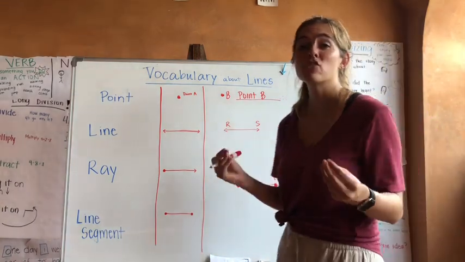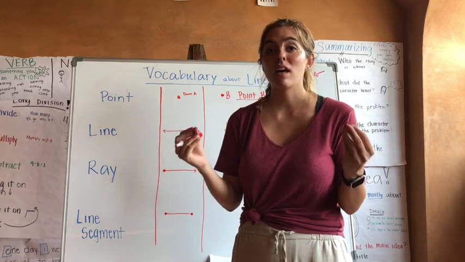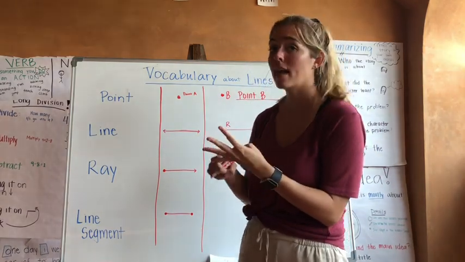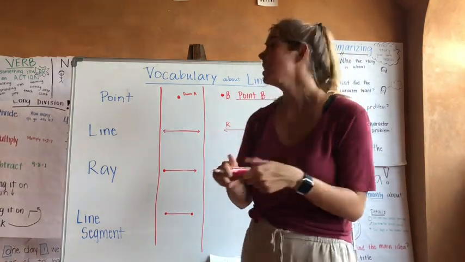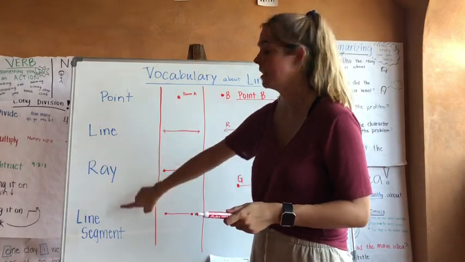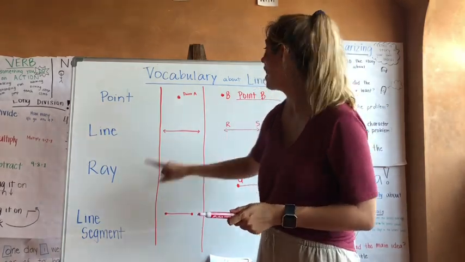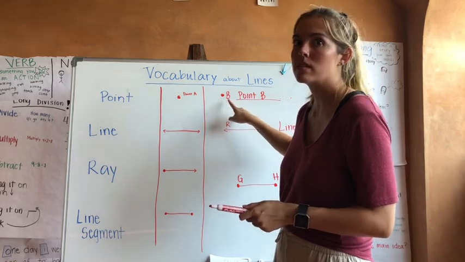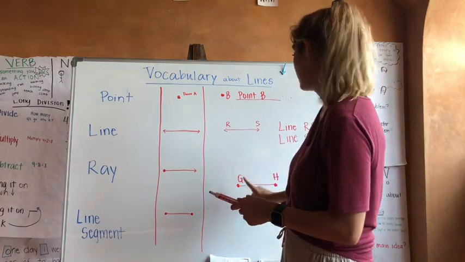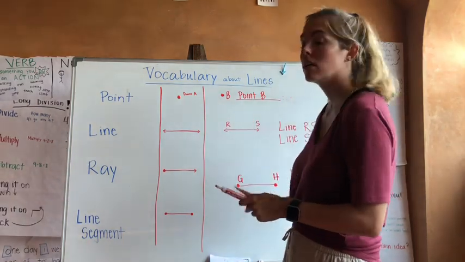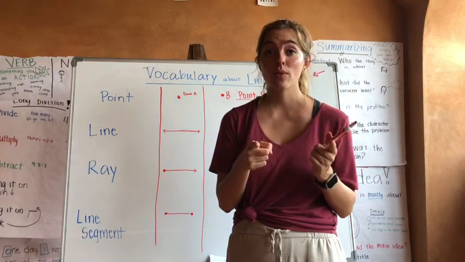So your paper is just going to give you examples of lines, points, rays, and line segments. You have to tell me which one it is, and then you have to write down the labels. Does it say BC? Does it say GH? Whatever it is, I want you to write it down.